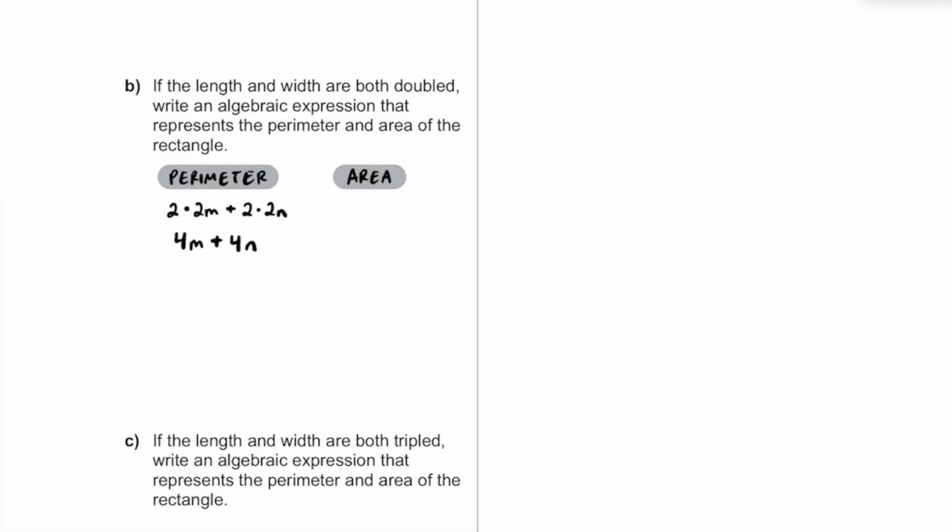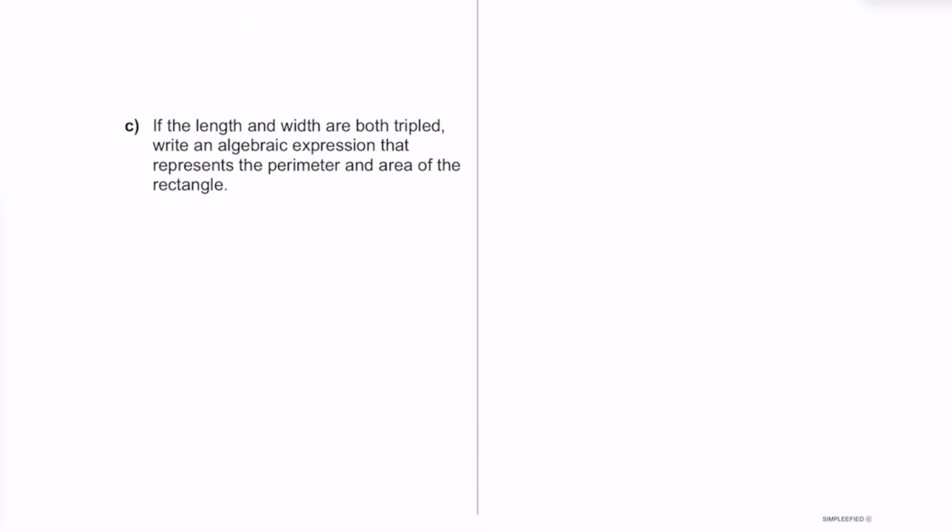Well, if we now have a new length of 2m and a new width of 2n, if we multiply these together, we can use the commutative and associative property and rearrange a little bit. The area of this rectangle would be 4, because you can multiply that 2 times 2 together first, and then if we multiply m times n together, it's going to be mn. So we have over here the expression for the perimeter, which is 4m plus 4n, and here we have the area, which is going to be 4 times m times n.